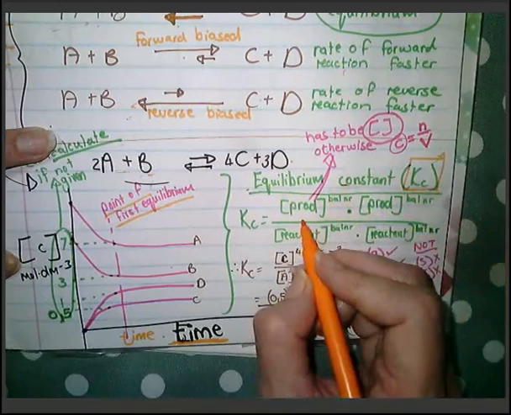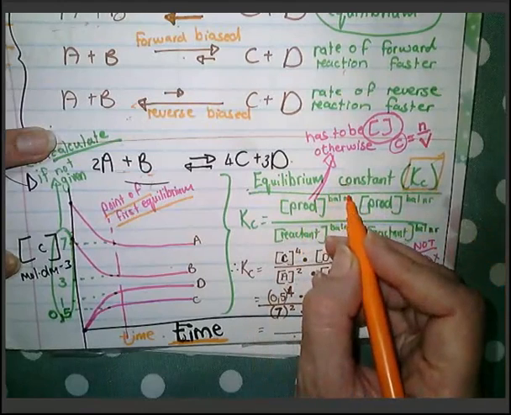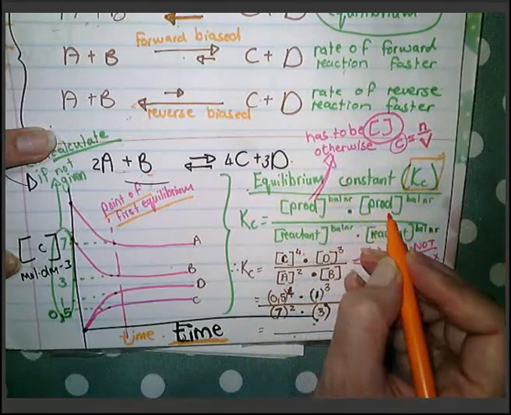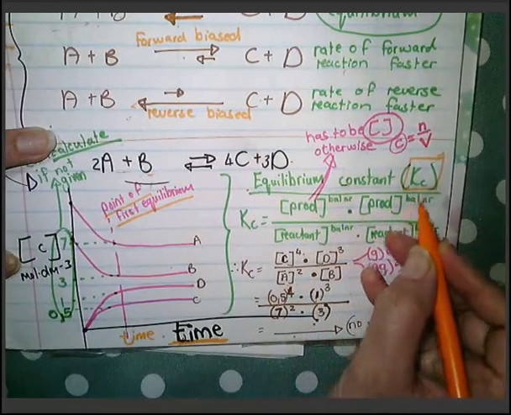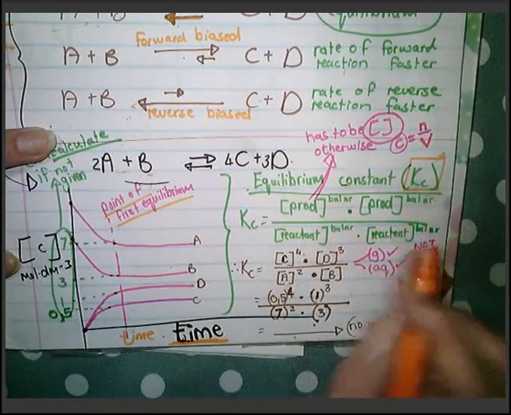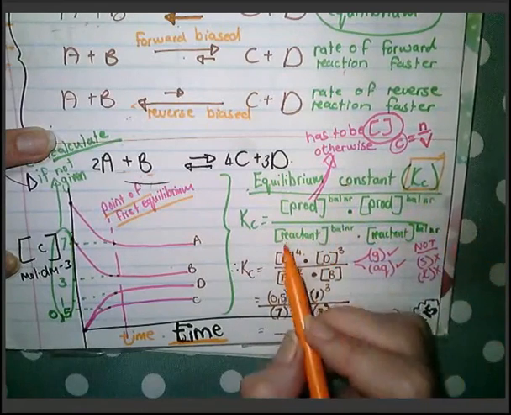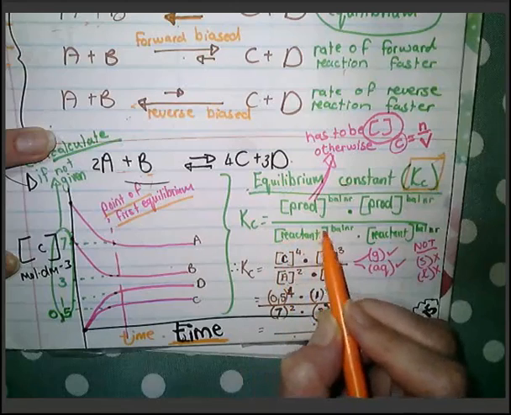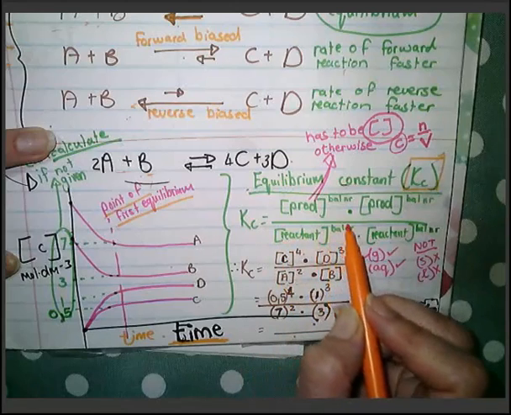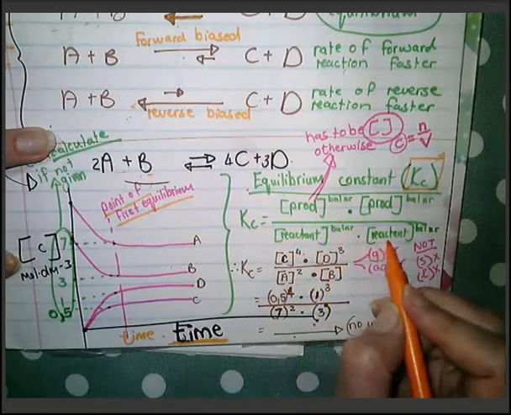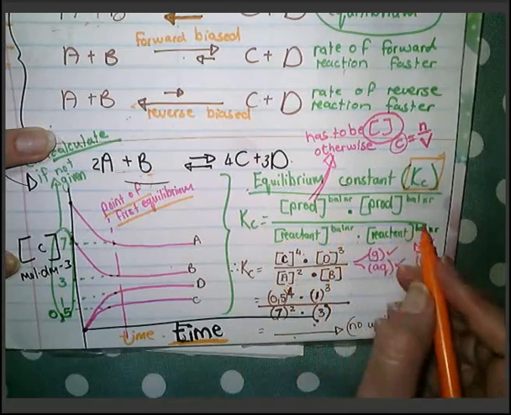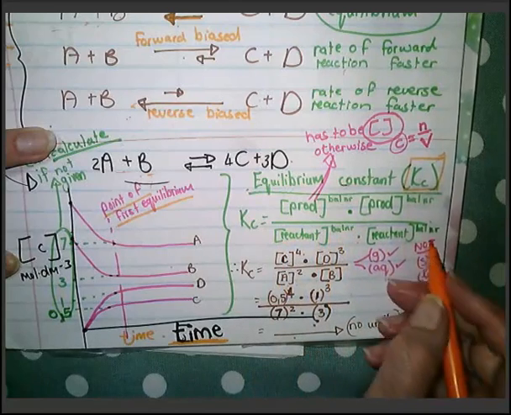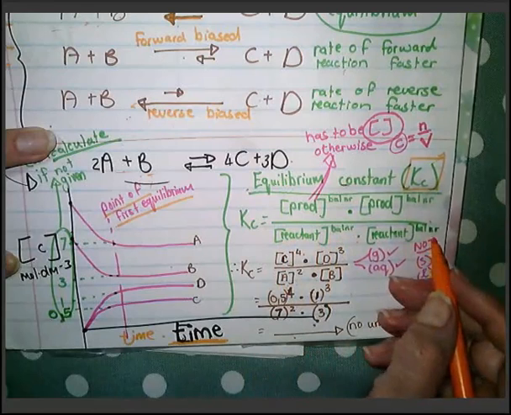So product 1 to the power of its balancing number multiplied by the concentration of product 2 to the power of its balancing number, divided by the concentration of reactant 1 to the power of its balancing number multiplied by reactant 2 to the power of its balancing number, right?